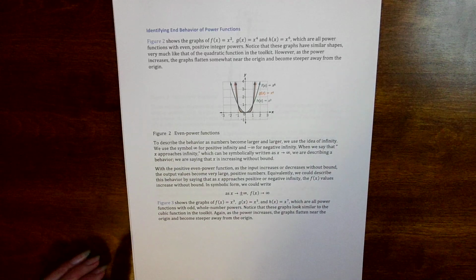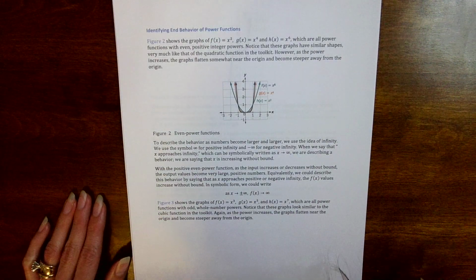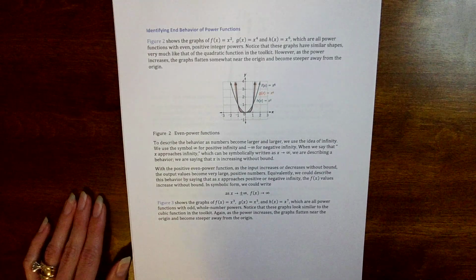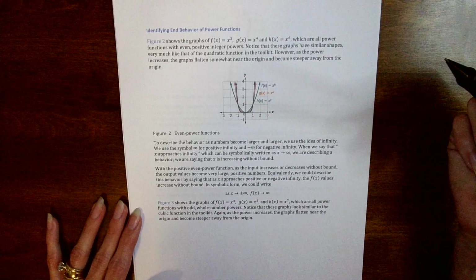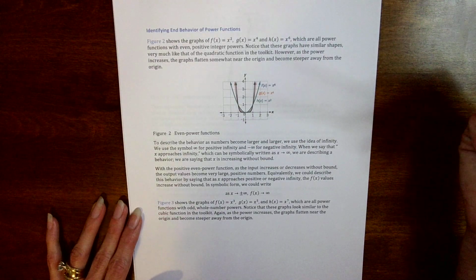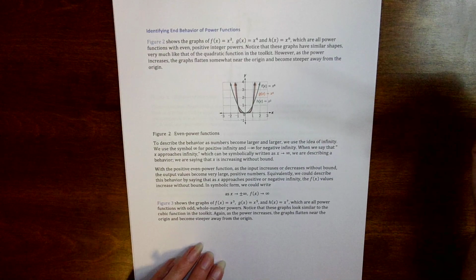So, this shows the graphs of x cubed, x fifth, and x seventh, which all are power functions. Figure 3 shows, right here, they're all power functions with odd whole number powers. Notice these graphs look similar to the cubic function in the toolkit.